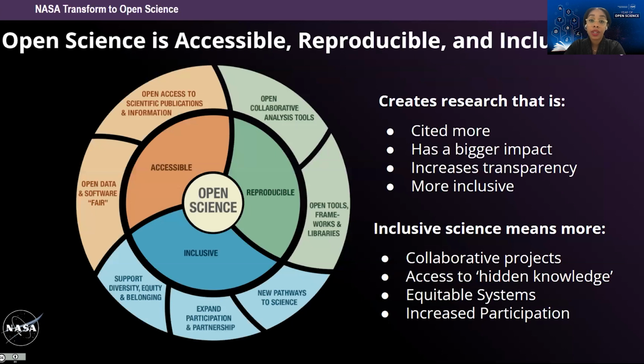Open science creates research that is cited more, has a bigger impact, increases transparency, and is more inclusive, which means that it is more collaborative, it exposes access to hidden knowledge, as well as creates more equitable systems that enable more participation.